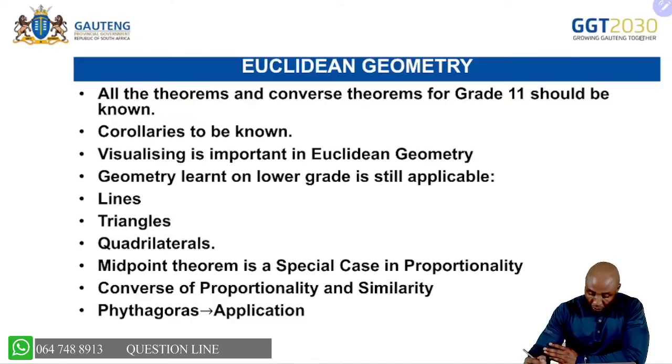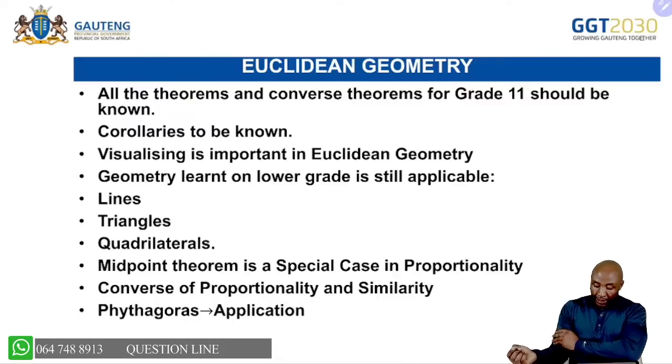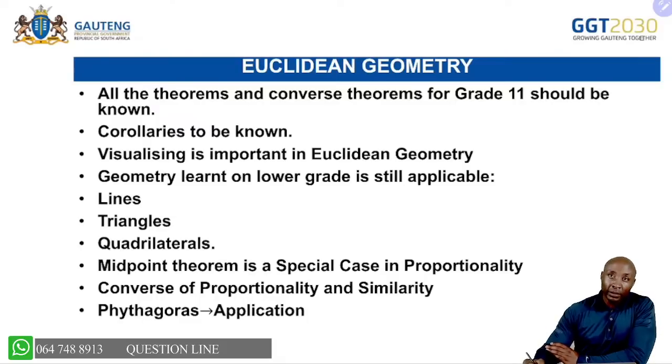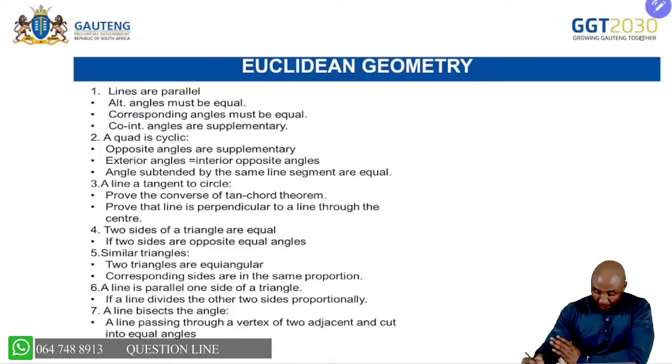So we'll move on now to Euclidean geometry. You must know the corollaries as well. Visualizing is important in Euclidean geometry. Like I said, geometry learned at lower grades, the geometry of parallel lines, intersecting lines, perpendicular lines, we must know those. Geometry of triangles, quadrilaterals, the midpoint theorem as a special case of proportionality, the converse of proportionality theorem and similarity. We should also know the application of Pythagoras theorems in circle geometry.